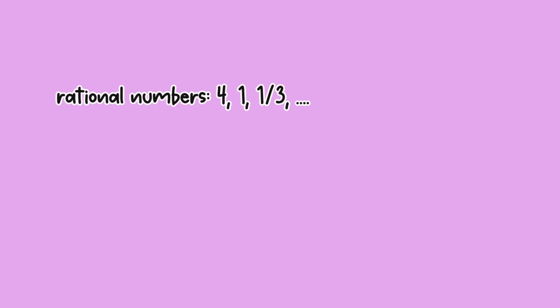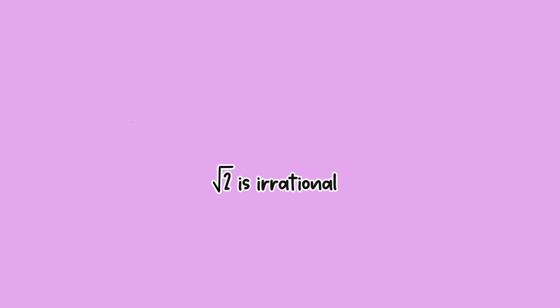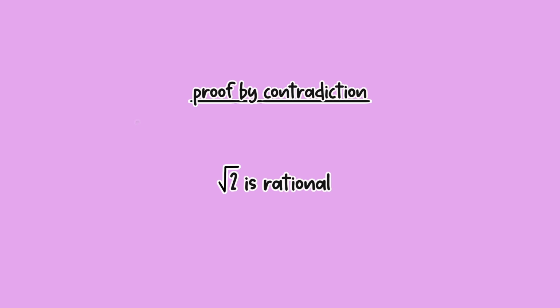We've seen examples of rational numbers, but what about irrational ones? One of the most well-known irrational numbers is the square root of 2. But how do we know that it is irrational? To prove this, we would have to use a new method called proof by contradiction. This works by negating the statement that we want to prove.